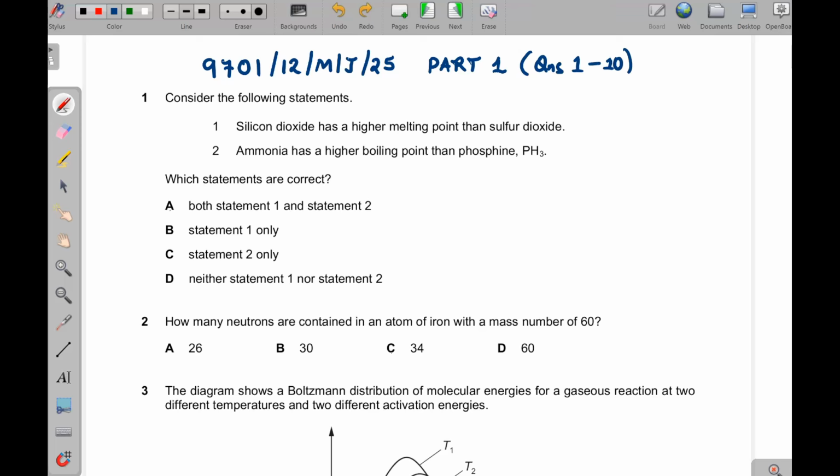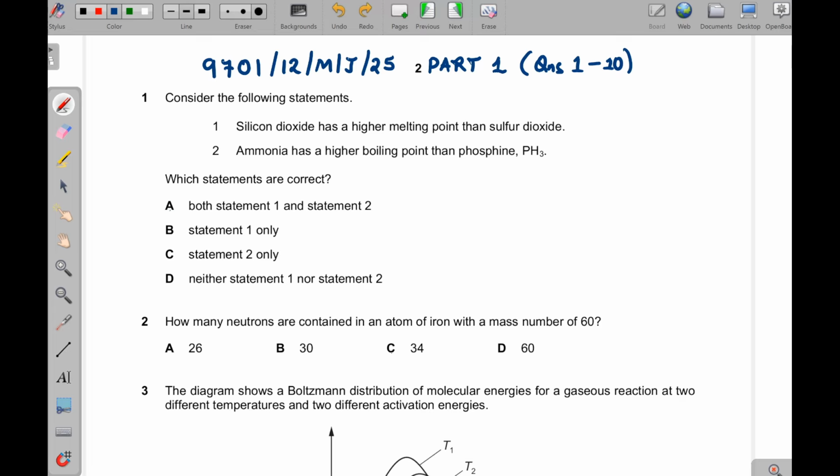This is Teacher Simon taking you through AS Chemistry paper 9701 stroke 12 for May June 2025, and this is part 1 for questions 1 to 10. Question 1. Consider the following statements. Silicon dioxide has a higher melting point than sulfur dioxide.